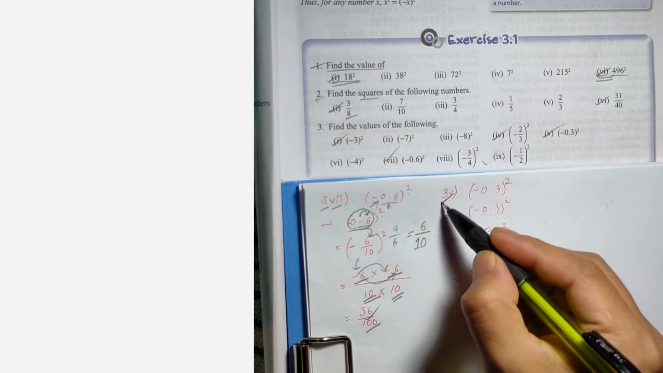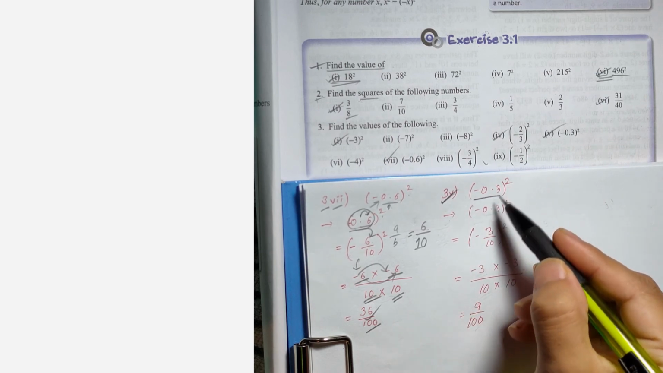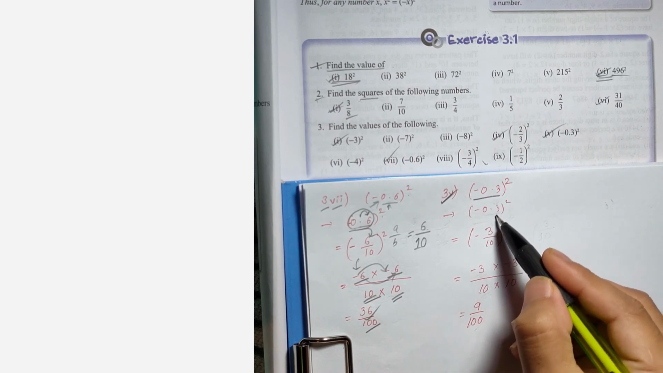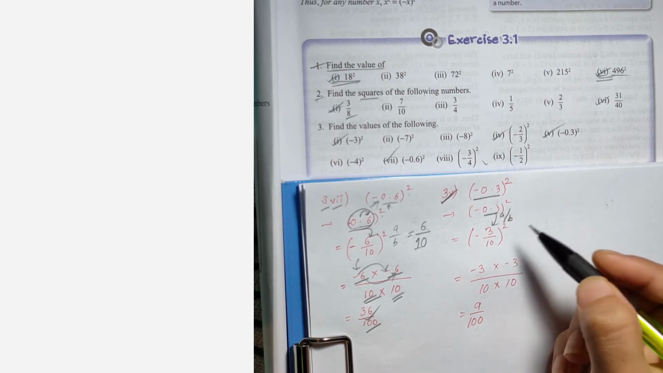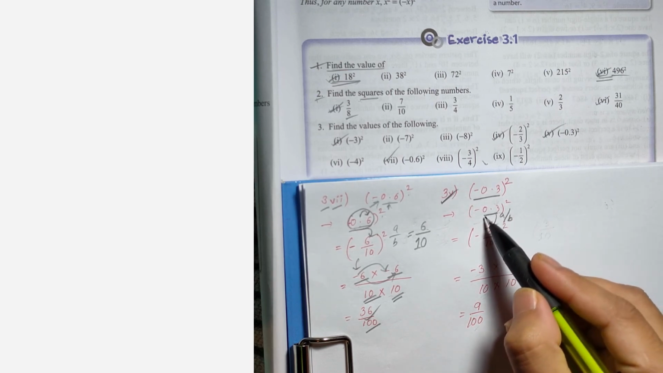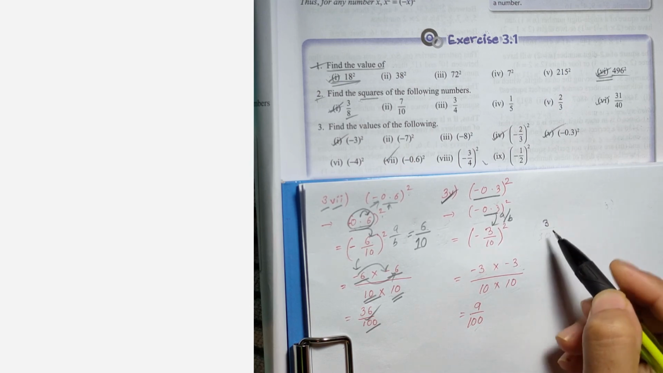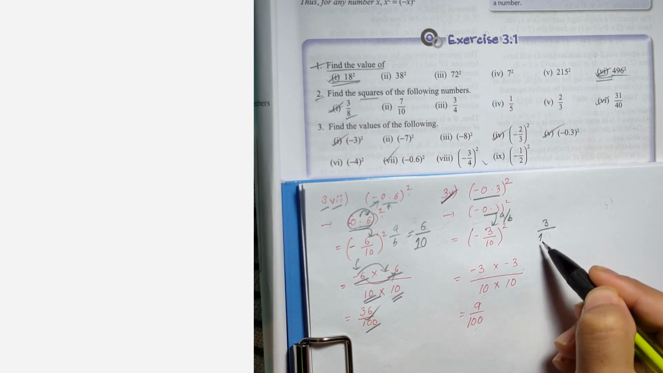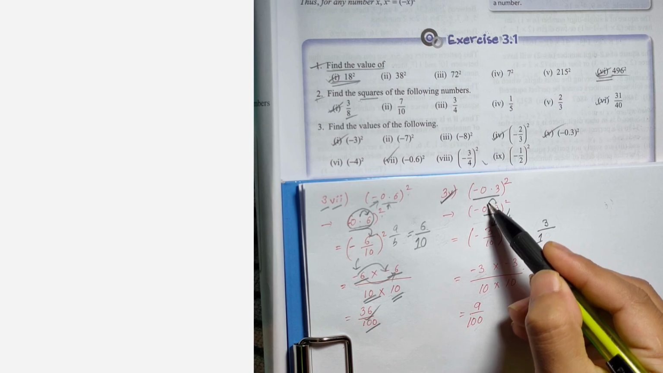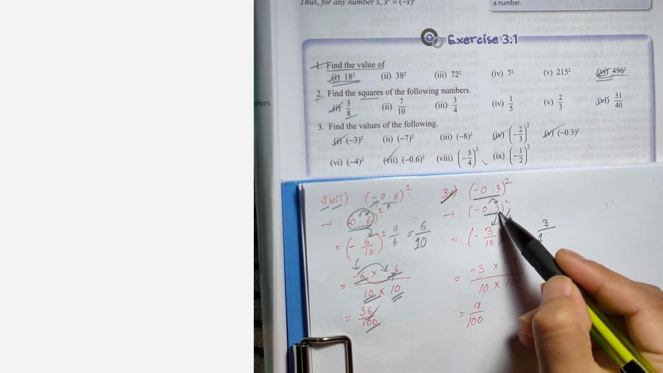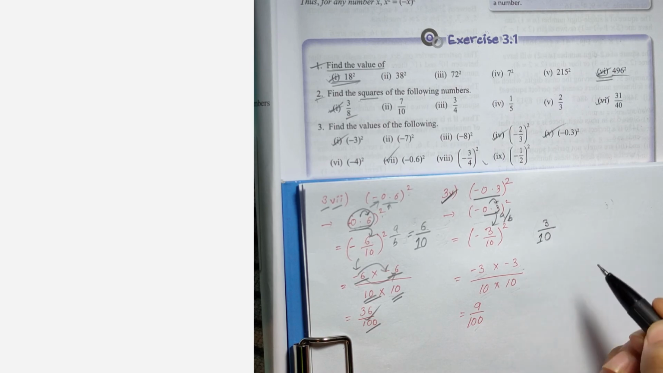Let us look at one more question. Number 3, number 5. Okay, minus 0.3 square. So minus 0.3 square, first of all we'll have to convert this 0.3 into rational form, that is a by b. So minus 0.3, you have to write it first without the decimal, so 3. Then again we write 1. Then we have to count how many numbers are there after the decimal. So after the decimal there's only one number, so we write only 10.